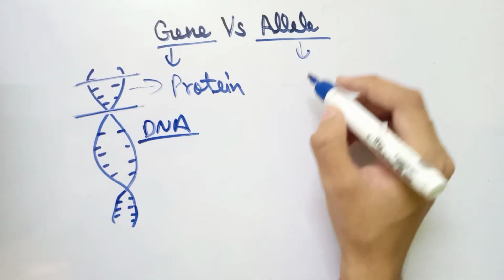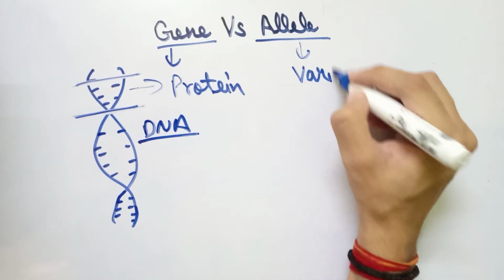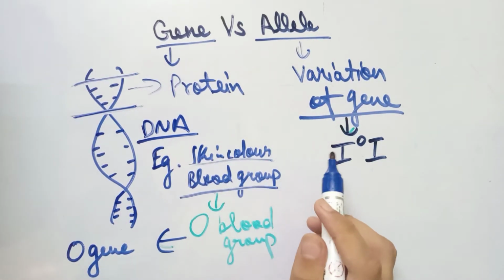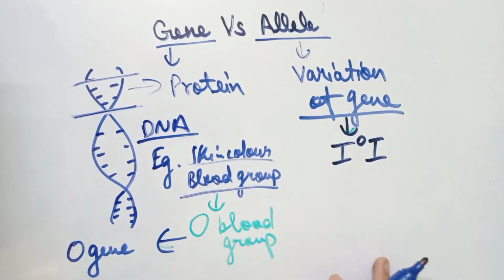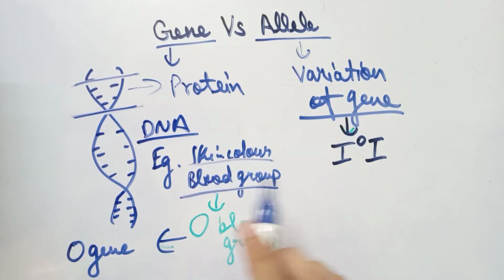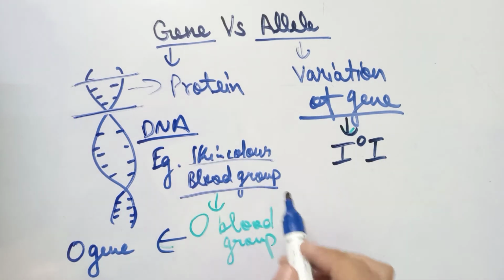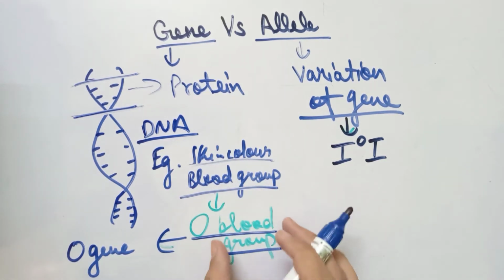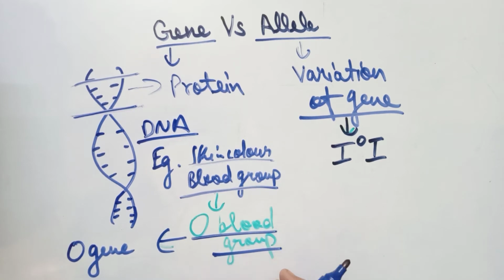But when we talk about an allele, it is just a variation of a gene. A gene is responsible for a variety of things in a human body, like skin color or blood group. So we can understand the difference between a gene and an allele by taking the example of the blood group system in our body. Let's say we take the O blood group. Let's assume that the O blood group is because of the O gene, and this O gene codes for this O blood group.